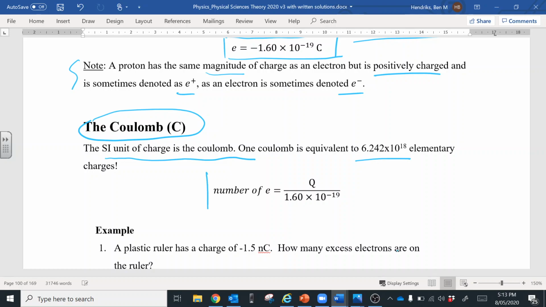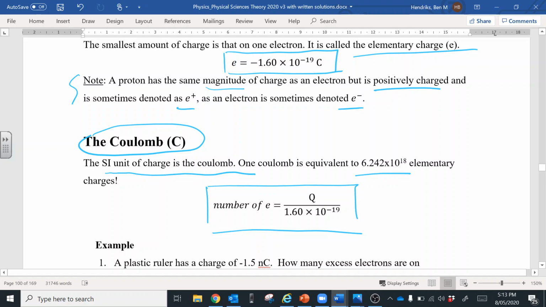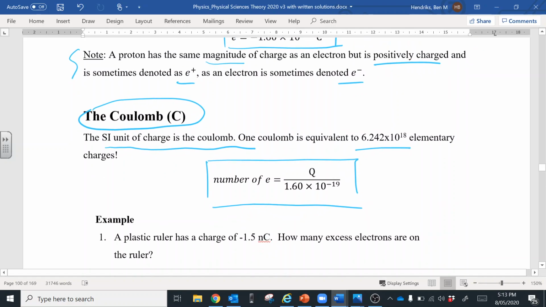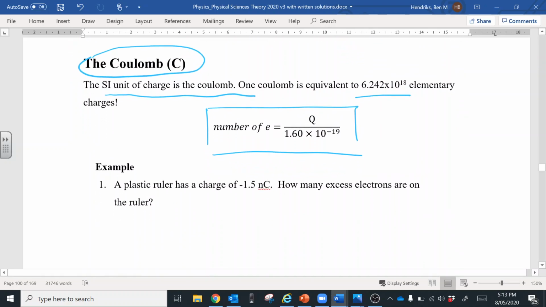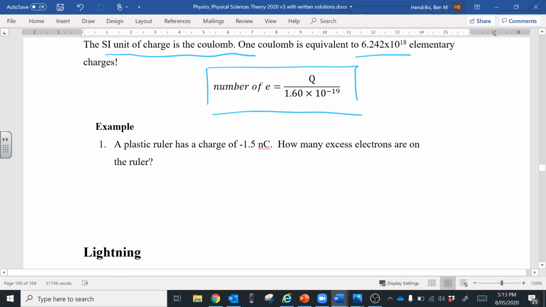We can work out the number of electrons, or excess electrons, by: number of electrons is equal to Q, the charge, over 1.6 times 10 to the negative 19, so the charge over the charge of one elementary charge. Just remember that if it's an electron, there is going to be a negative sign down there, which we'll see right now in an example.